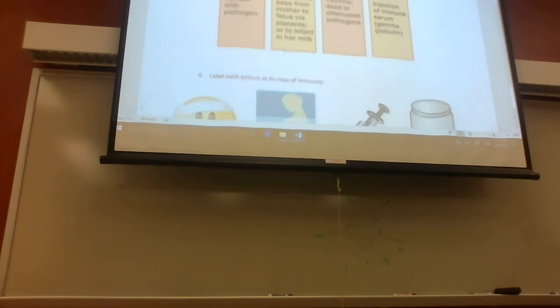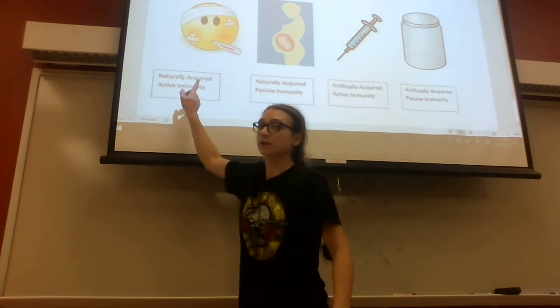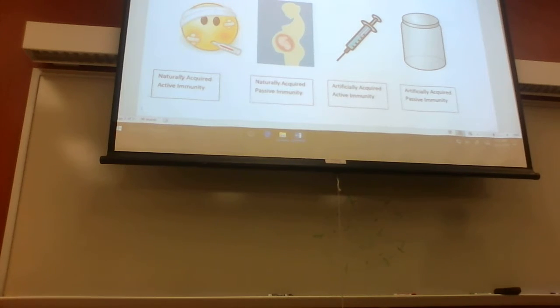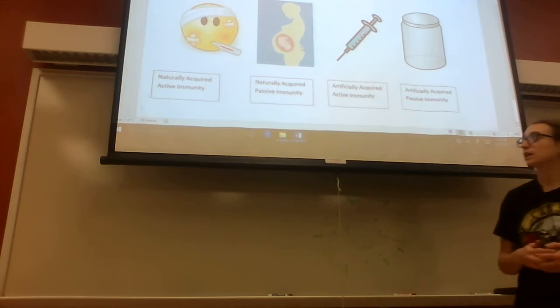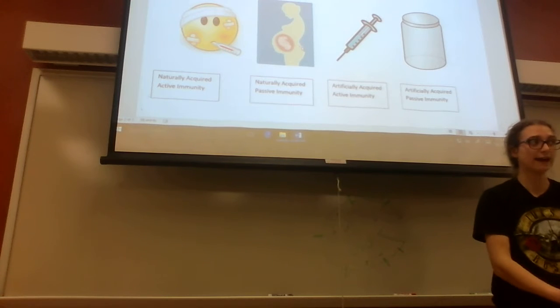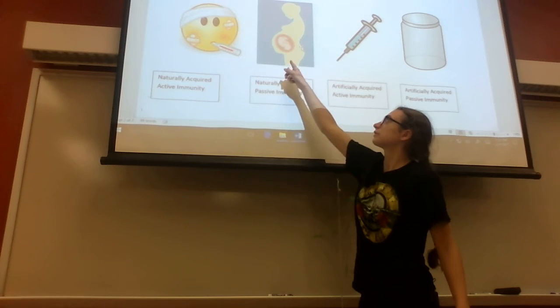So looking at these pictures, naturally acquired active immunity, you acquire this type of immunity naturally. You get sick, you get a fever, it's active. This is typically getting sick. Naturally acquired passive immunity, you naturally get this immunity from your mother. It is passive because you get her antibodies, but the baby's immune response doesn't happen. You don't have that immune reaction. So it happens very passively, natural from the mom.